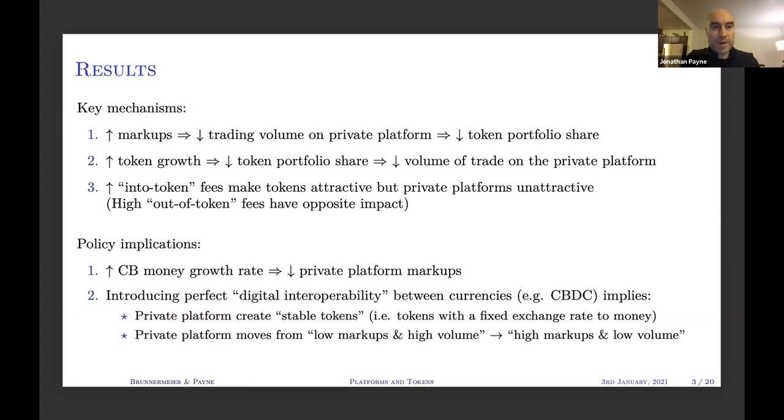And then we think about these two policy questions I raised at the start. So first of all, we can see what happens when you increase the growth rate of central bank currency: this ends up driving down private platform markups.